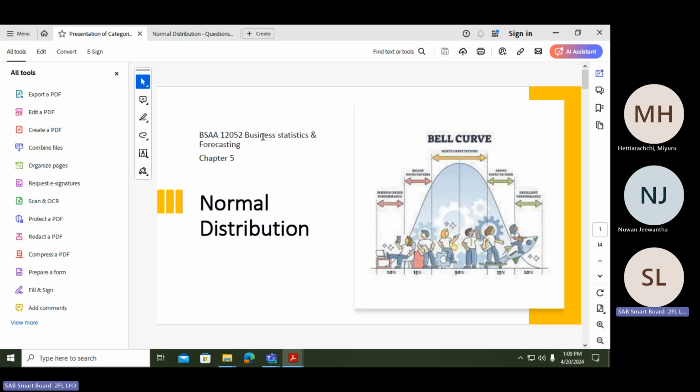Last week we discussed probability. Part 2. Finish it. Let's start. Session number 5. Normal distribution. That is also part of the probability, but it is one type of probability distribution.